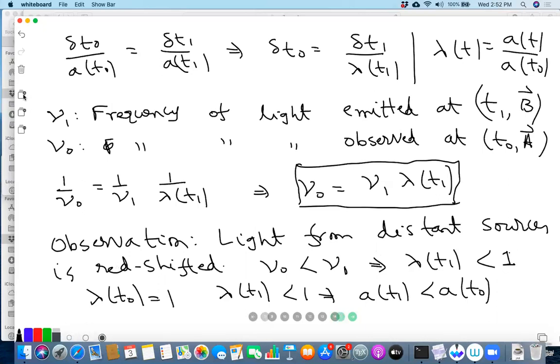So the conclusion is that the universe is expanding.